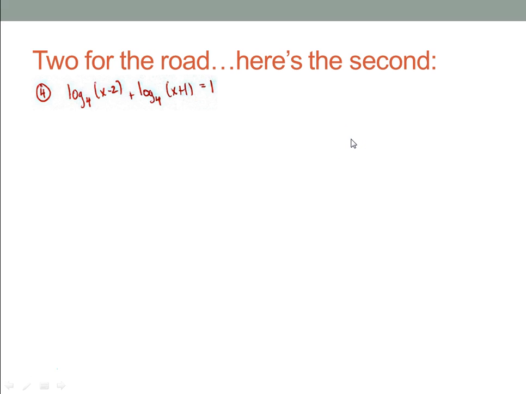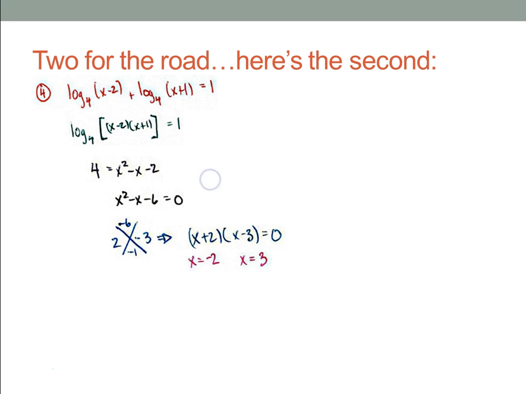Pause the video, check to see if you can do the work on your own. Awesome. So if we're adding, that means we're multiplying these two binomials. Glad that you're back. And that lets me FOIL these. And then after I've FOILed, I can actually just use the definition of logarithms. So 4 to the first power is equal to this. So x squared minus x minus 2, which is what this FOILs to. Which is awesome, because now I can just move the 4 to the other side, and you guessed it, factor, solve for x, and immediately reject the logarithm of negative numbers.